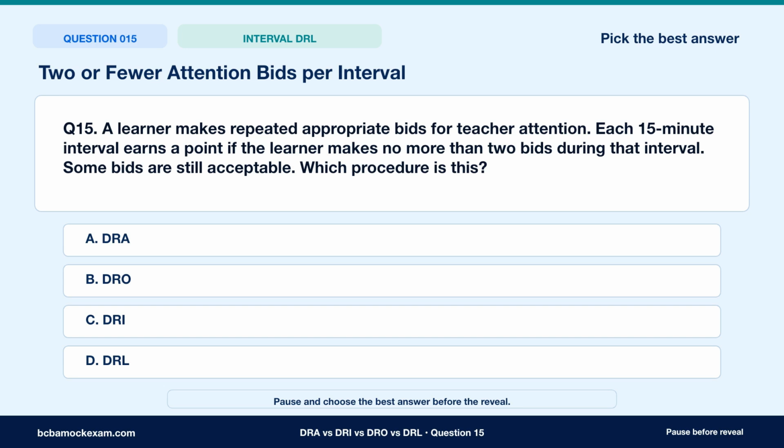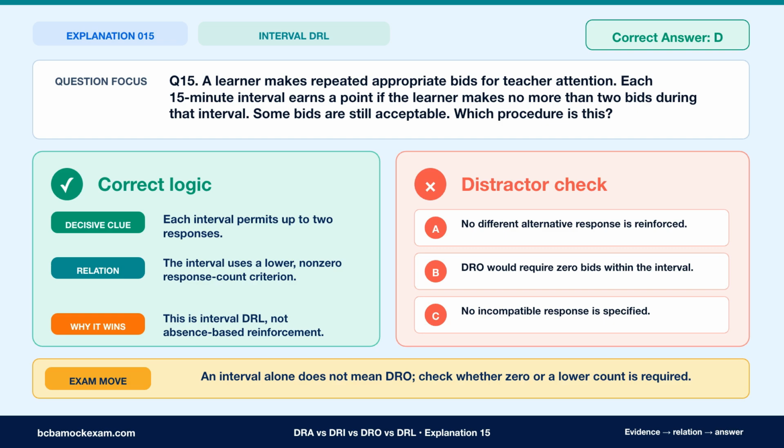Pause and choose. The programmed relation matches D. DRL. The interval uses a lower, non-zero response count criterion. Check the other letters. A. No different alternative response is reinforced. B. DRO would require 0 bids within the interval. C. No incompatible response is specified.